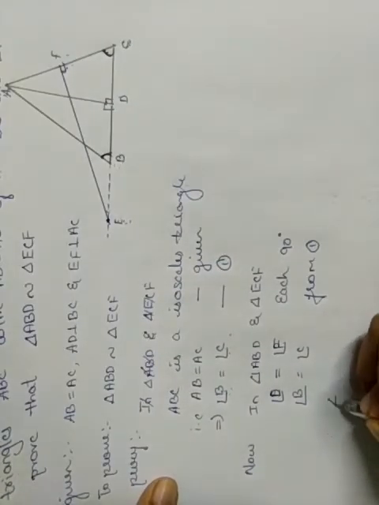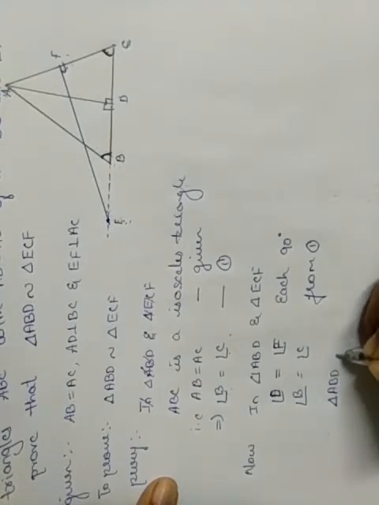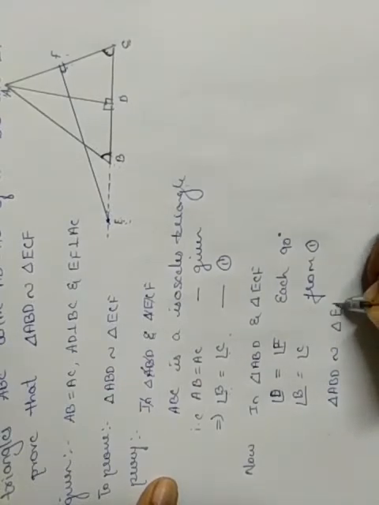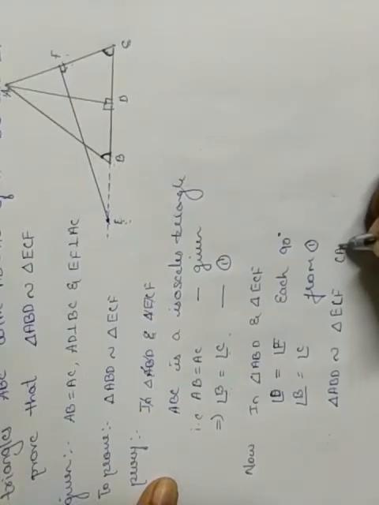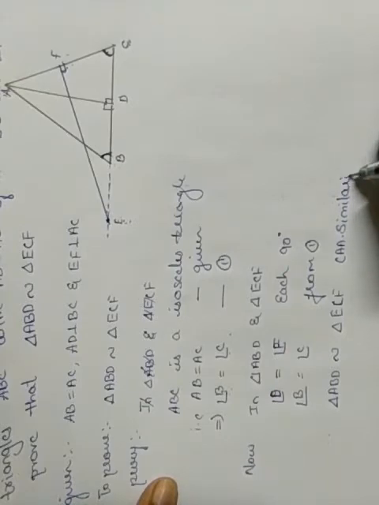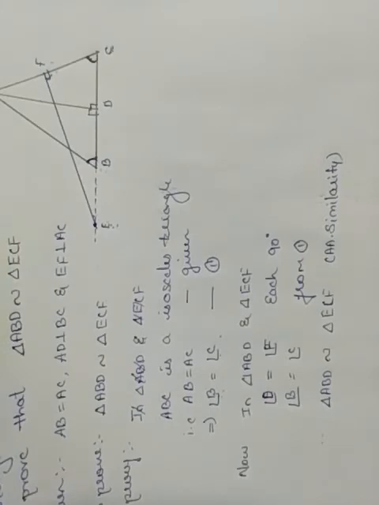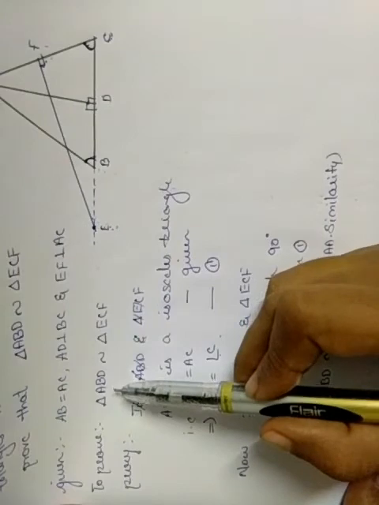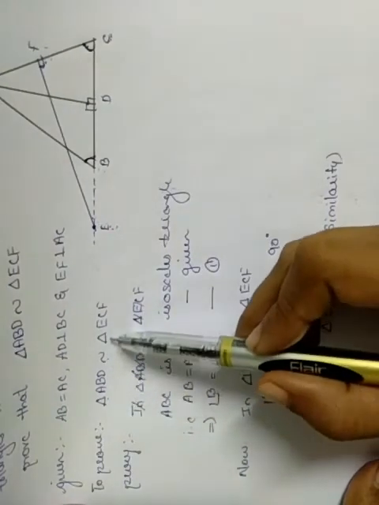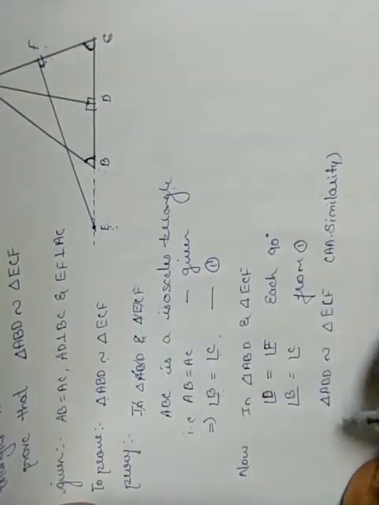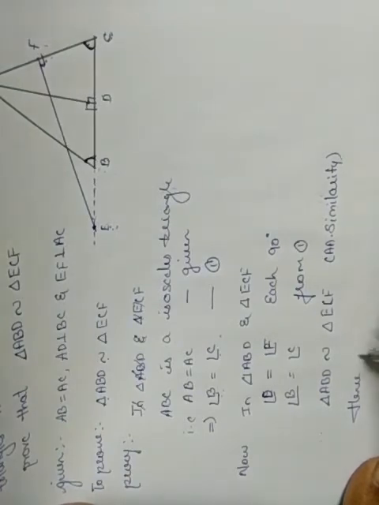Therefore, triangle ABD is similar to triangle ECF by angle similarity, right? What we wanted to prove, we proved it. That is, we have to prove that triangle ABD is similar to triangle ECF. We proved it, so hence proved. This completes the 11th problem.